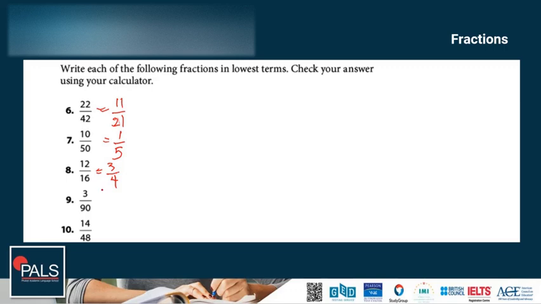3 over 90 can be divided by 3. So we have 1 over 30. And number 10, 14 over 48 can be divided by 2. So we have 7 over 24. Okay, how many correct answers did you get?